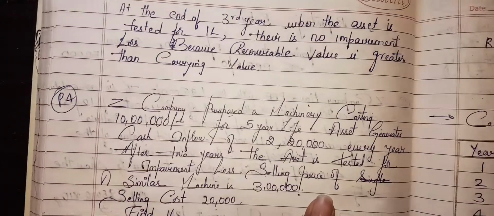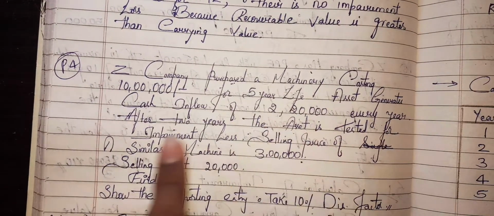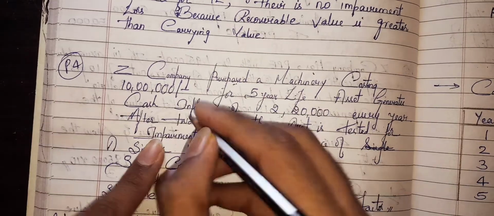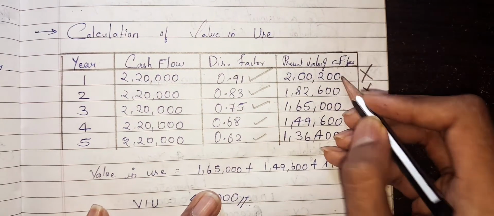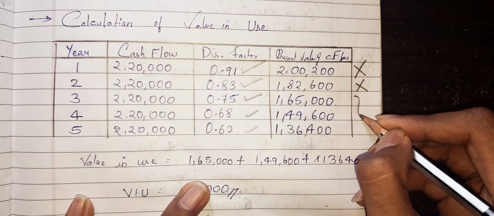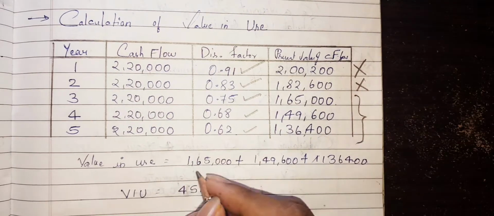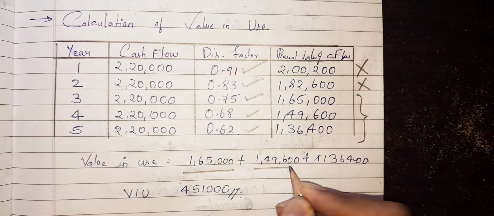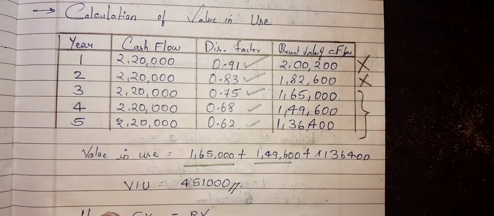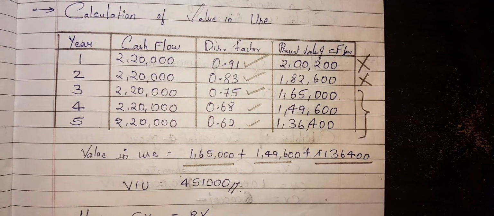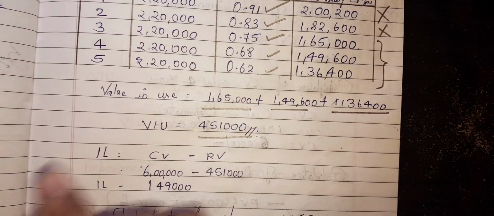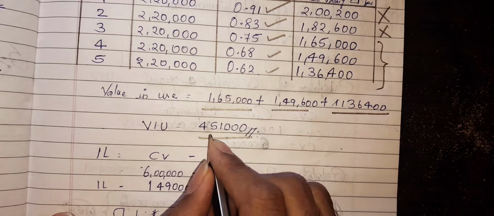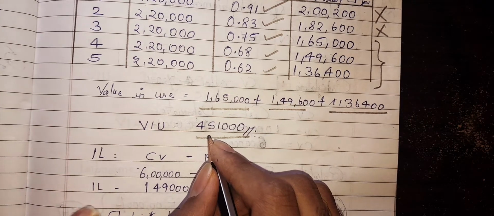We are testing the impairment loss after 2 years. So forget these 2 years, don't take these two values. The remaining 3 years' values, add all of them: 1,65,000, 1,49,600, and 1,36,400. When you add all these three, you will get 4,51,000. That is the value in use. 4,51,000 is the value in use.